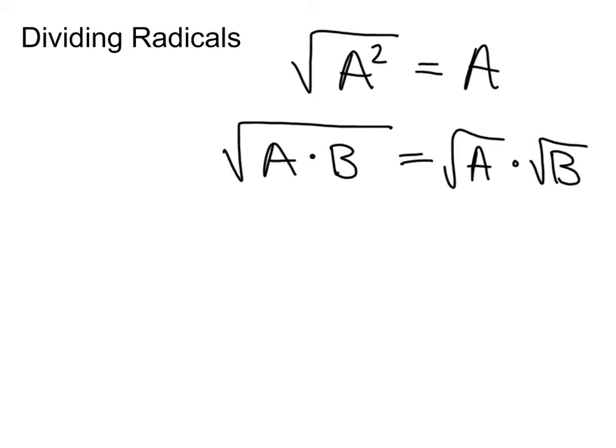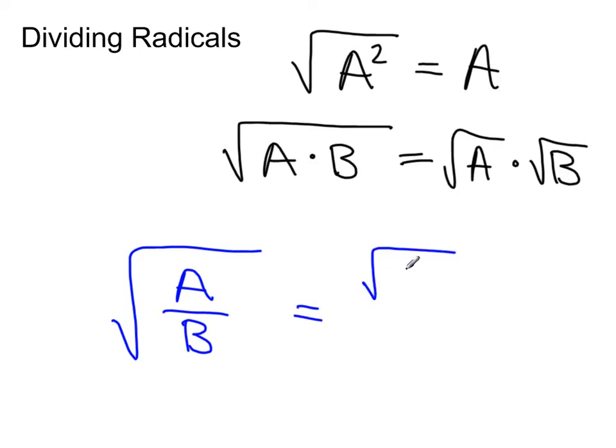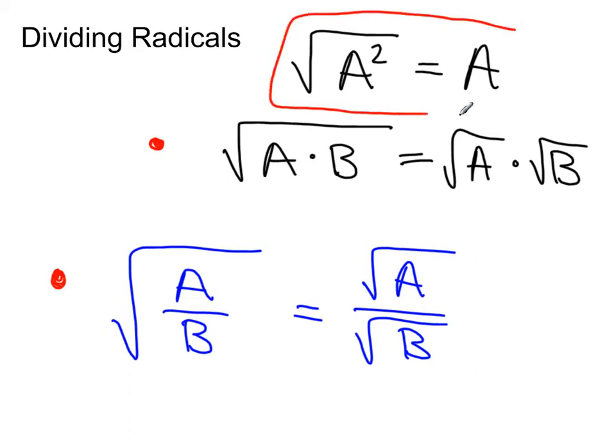Division has a similar rule to multiplication of radicals. If we have the square root of a divided by b, where that's the radicand, we can break it up to the square root of a divided by the square root of b. The key to using the multiplication rule and the division rule is that we're always searching for that perfect square from the very first rule that we've been given.